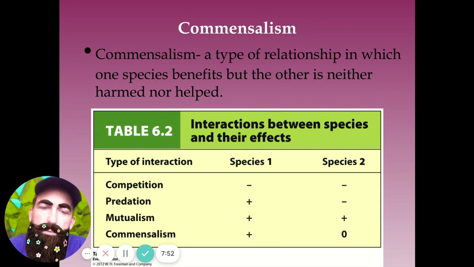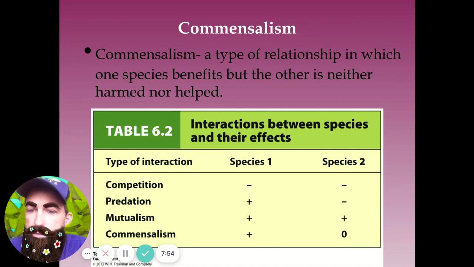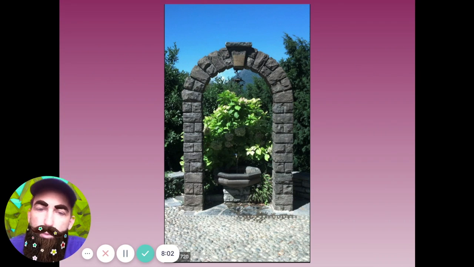Okay, commensalism is a relationship where one species obtains a benefit and the other species is not really harmed or helped. And so that is a relationship as well.